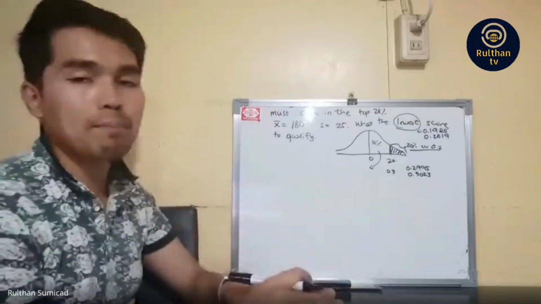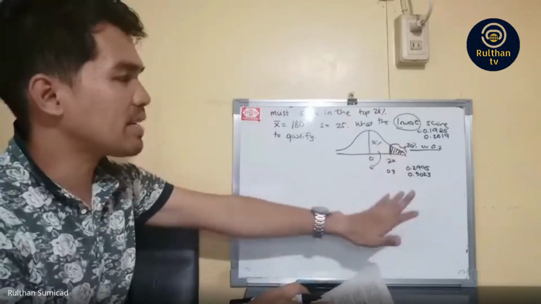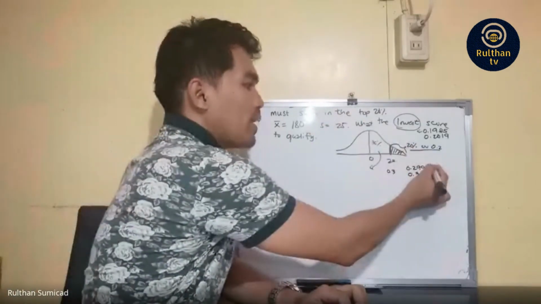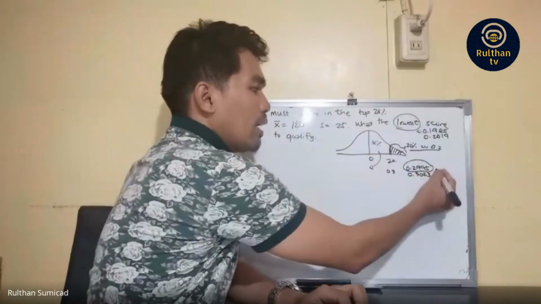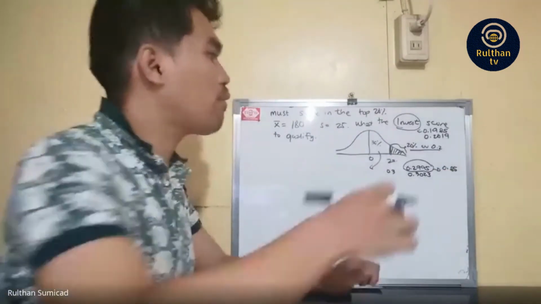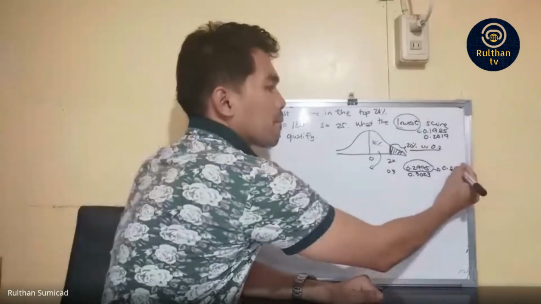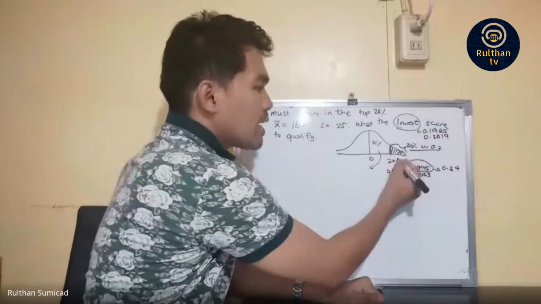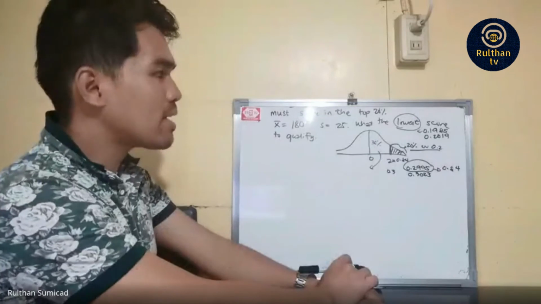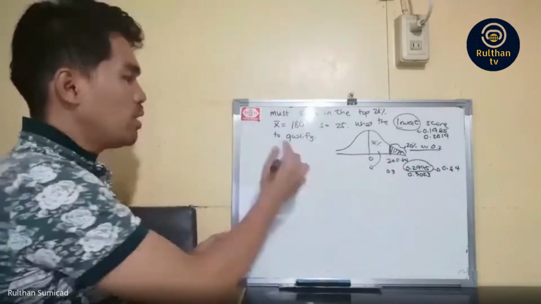Which of the two are we going to pick since our percentage here is 30%? We will take this score, and the z-score equivalent to this one is 0.85. Sorry, 0.84. So the z-score here is 0.84. Okay? Now, since we've got already the z value, let us solve now.